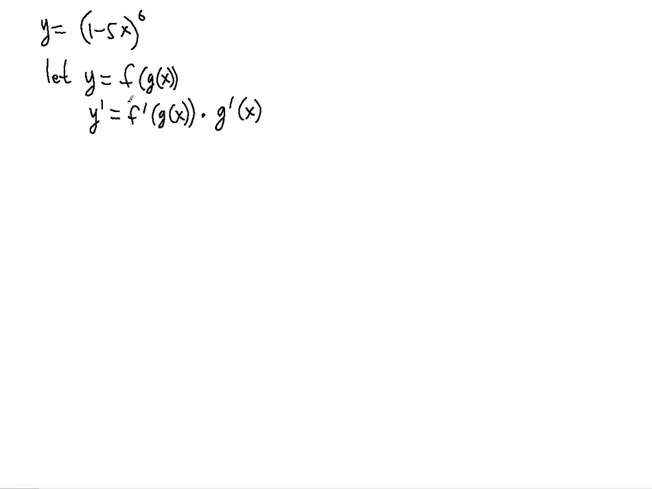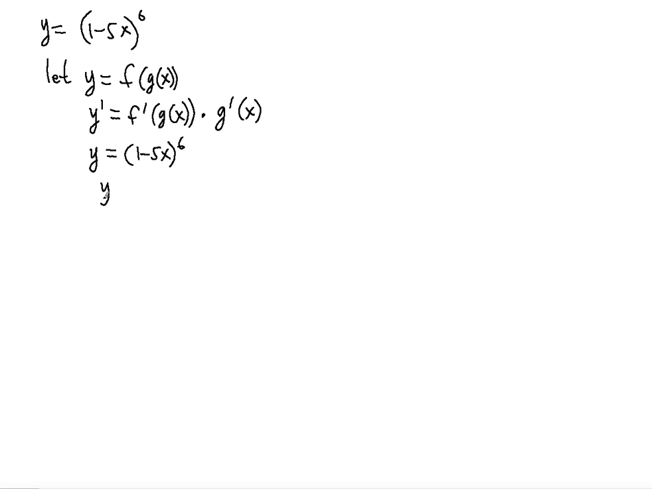So we basically start from the outside and we work inner. We work from the outside and we go to the inside. That's how we take derivatives. That's the order of derivatives. So now, if y is equal to (1 minus 5x) raised to the 6th power, obviously the g of x will be 1 minus 5x.